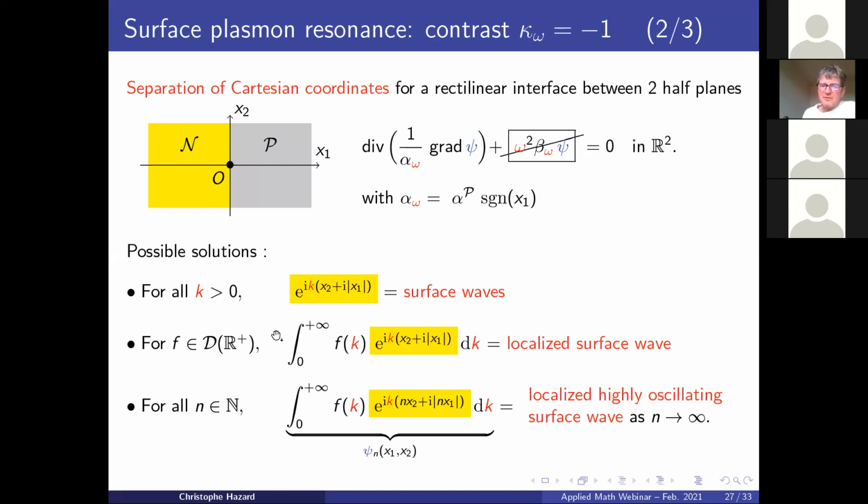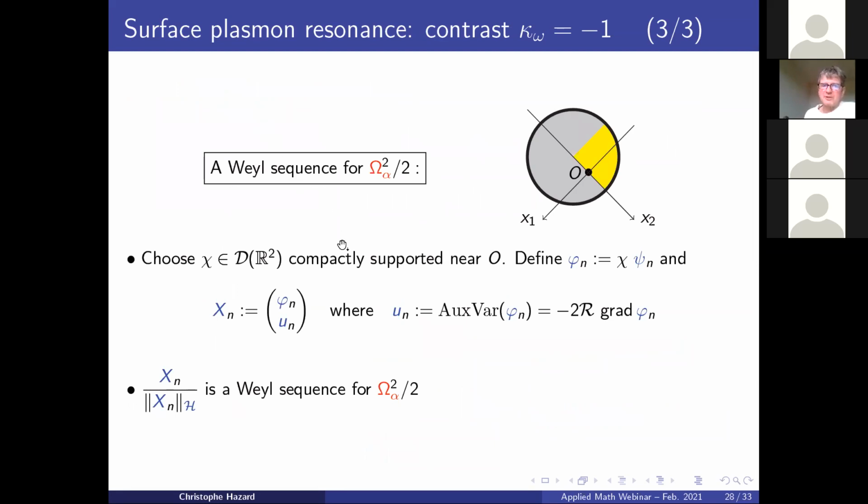It was already localized in the x1 direction. And if instead of choosing one function f of k, I choose a sequence of functions f of k over n, it is easy to see with the simple change of variable that it amounts to replacing x1 and x2 by nx1 and nx2, which means that I just compress this localized surface wave. I compress it by a factor n here, which means that I can construct localized, highly oscillating surface waves as n tends to infinity. And so how can I construct various sequences for that?